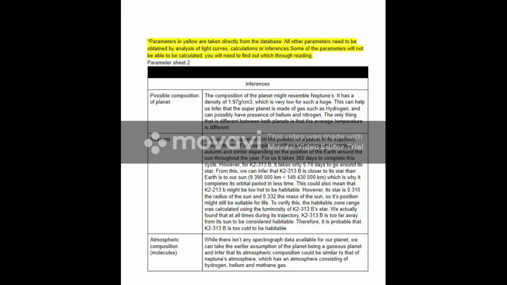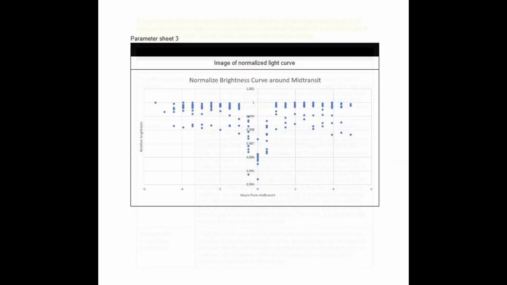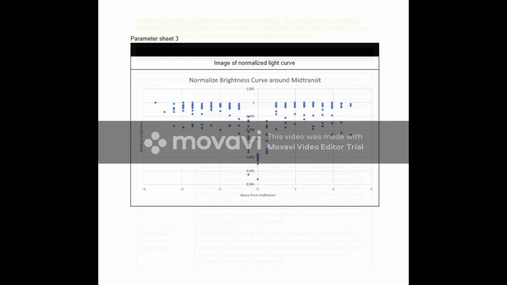And for parameter 3, we have the normalized light curve. We can see that at 0, the relative brightness decreases and increases after 0, and that's it.